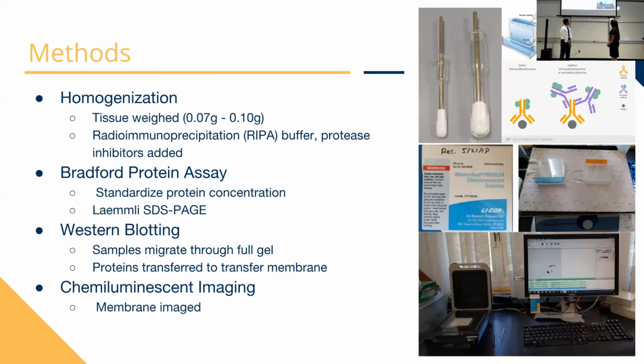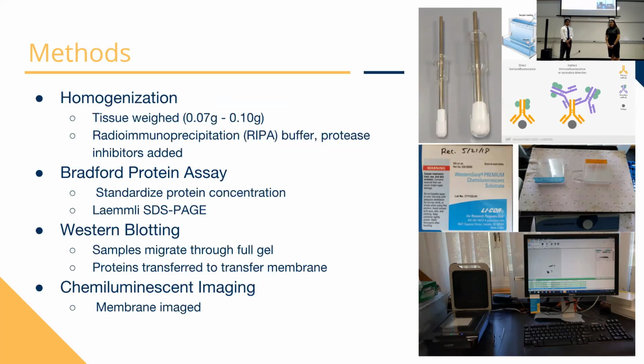So for the methods, once we take out the entire tissue, they are flash frozen in liquid nitrogen and go through homogenization like the protein assay, Western blotting, and fluorescent imaging. When looking at homogenization, the tissue must be weighed between 0.07 grams and 0.1 grams. And then once it is weighed, it's put into, right here, you can see a mortar and pestle.